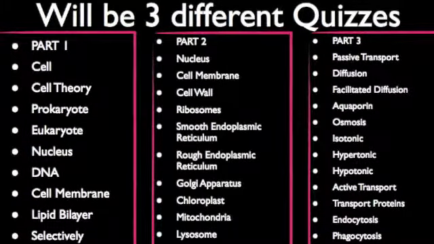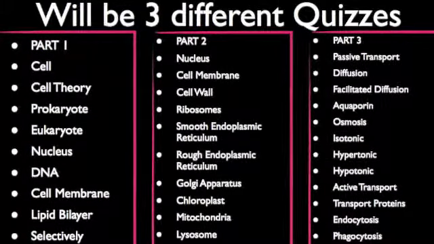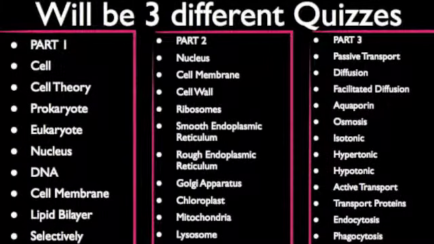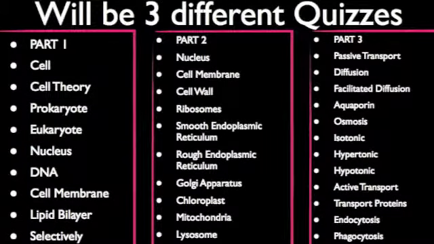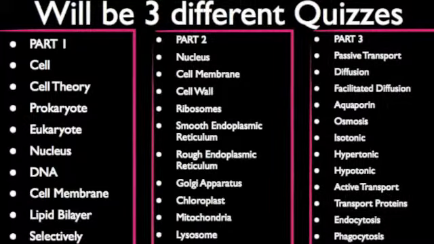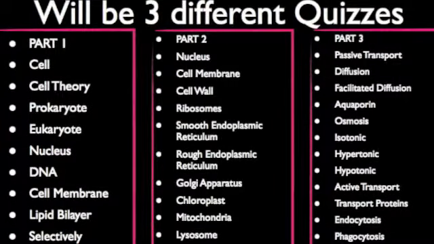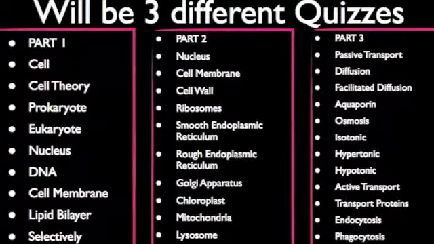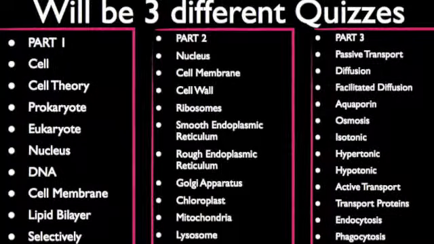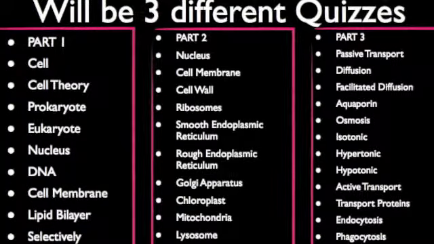And part 3, we have passive transport, diffusion, facilitated diffusion, aquapore and osmosis, isotonic, hypertonic, hypotonic, active transport proteins, endocytosis, phagocytosis, pinocytosis, and exocytosis.